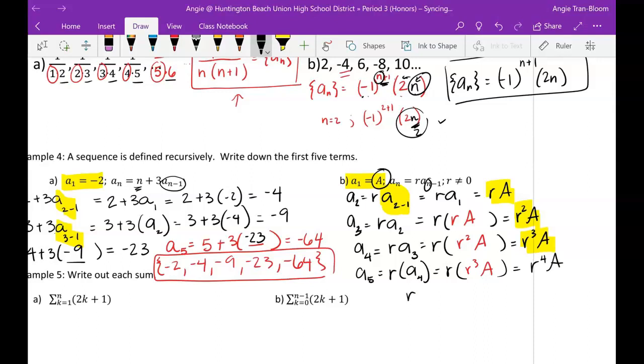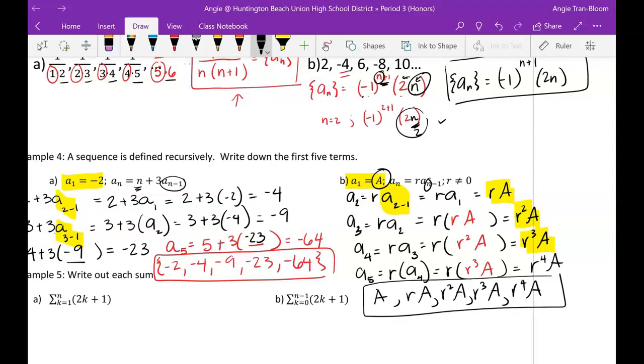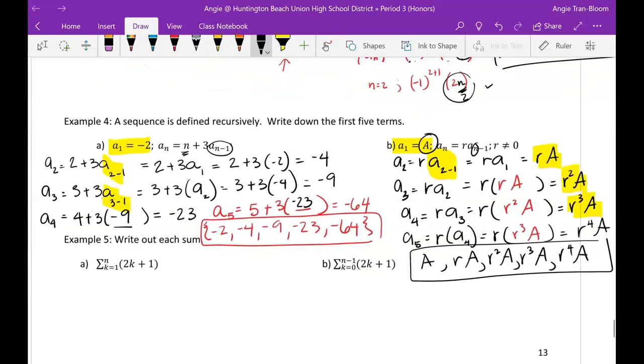So I have 5 terms: r squared a, r to the 3rd a, r to the 4th a, and the first term they gave to you, which is a. So box it up. Those are the 5 terms. As you can see, this time I'm not using the set notation. No big deal. Okay. All right. Example 5.